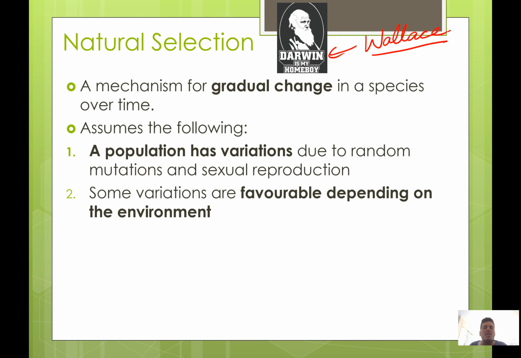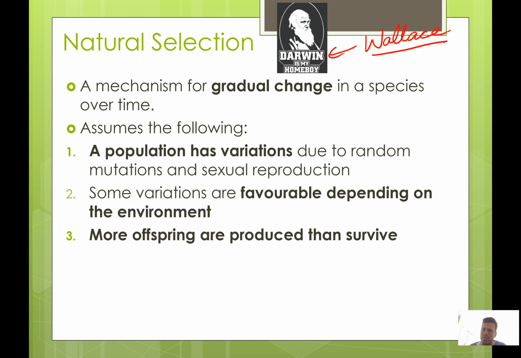Some of those variations in individuals are going to be favorable depending on the environment, depending on those environmental selection pressures. Point number 3 is one that a lot of people forget about, but it's really important: more offspring are produced than survive. If it was the other way around, you'd have an extinction. This gives the opportunity for a large sample of individuals, where we can have individuals that are different from each other, individuals that are better suited, that we can say fit better into their environment.